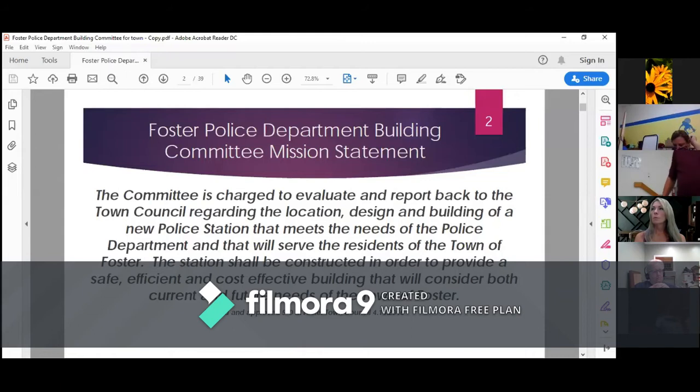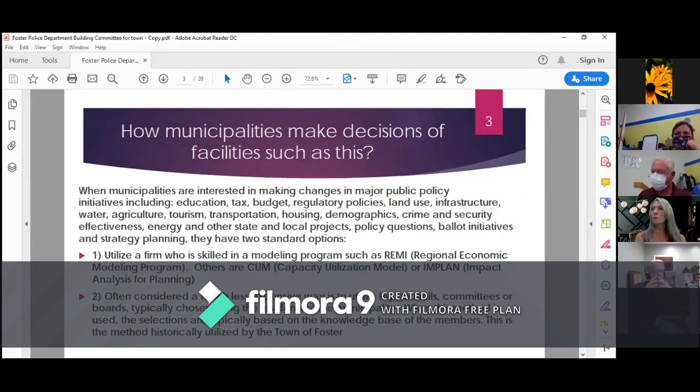Now the next thing is, how do municipalities normally make these decisions? It's done in 2 different ways. Neither way is right or wrong. It's just so people understand a little better how it works. When municipalities are interested in making changes in major public policy initiatives, including education, tax, budget, regulatory policies, land use, infrastructure, water, agriculture, tourism, transportation, housing, demographics, crime and security effectiveness, energy and other state and local projects, policy questions, ballot initiatives, and strategy planning, they have 2 standard options.